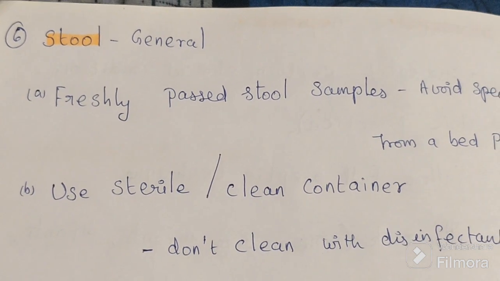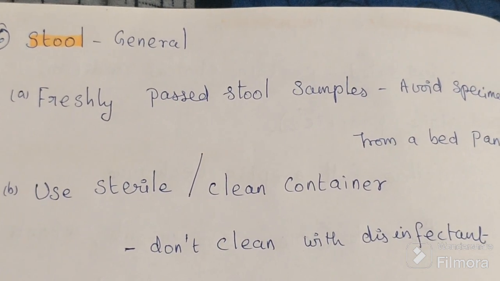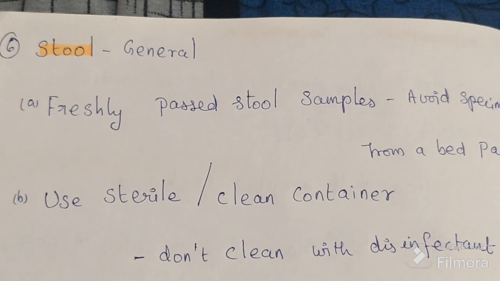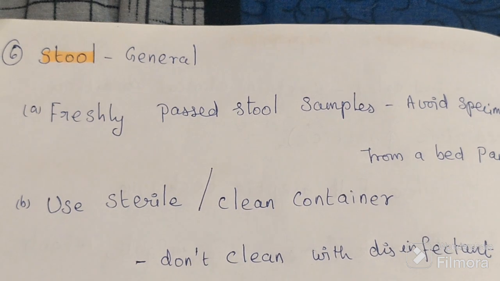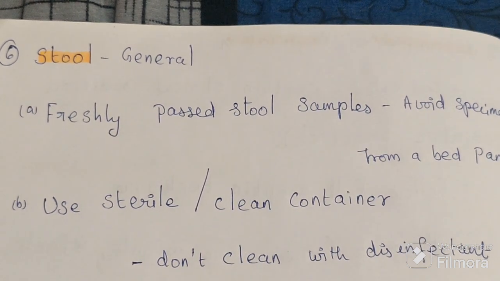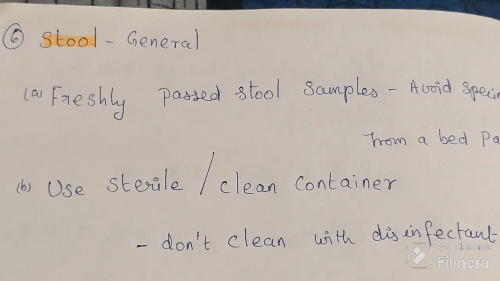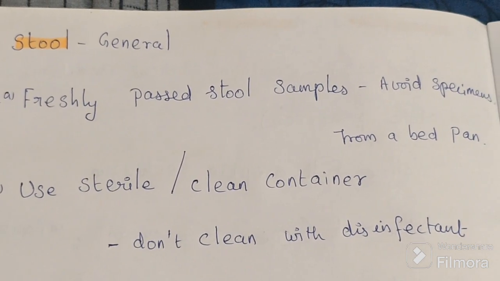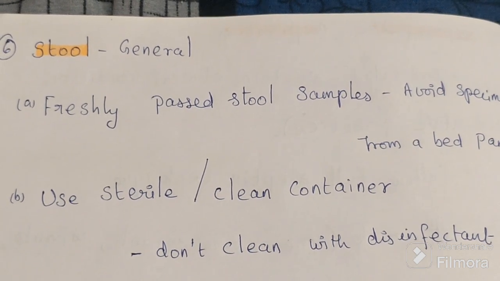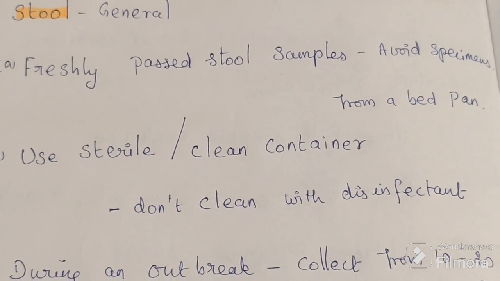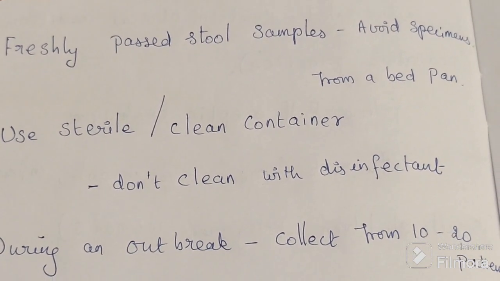Next, stool. First, we want to know the normal flora of the alimentary canal, and only then will we give the report. In this one, only a freshly passed stool sample can be used. Avoid specimens from a bedpan. Then use a sterile or clean container, and don't clean that container with disinfectant.